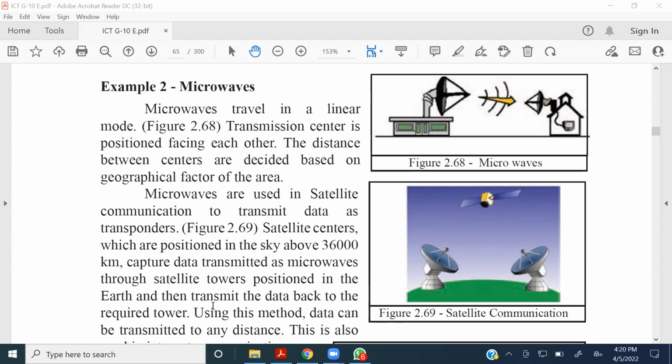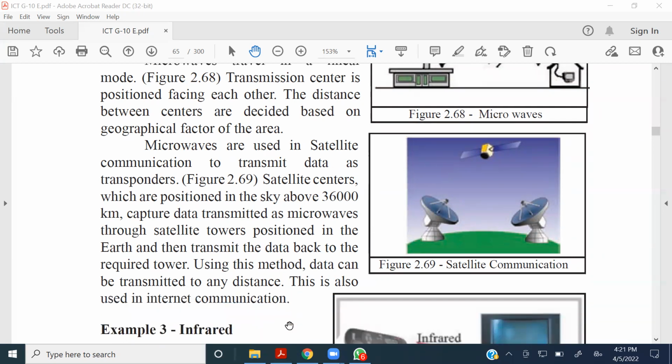At the same time, even though it provides a better service and a better distance, it comes with a particular cost. So it is expensive, right?